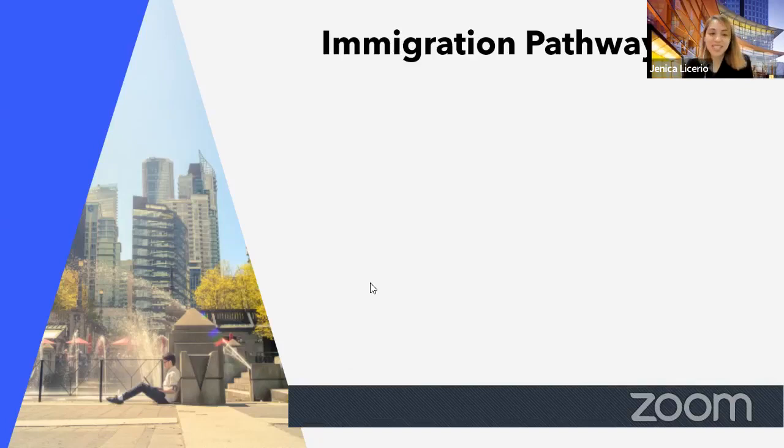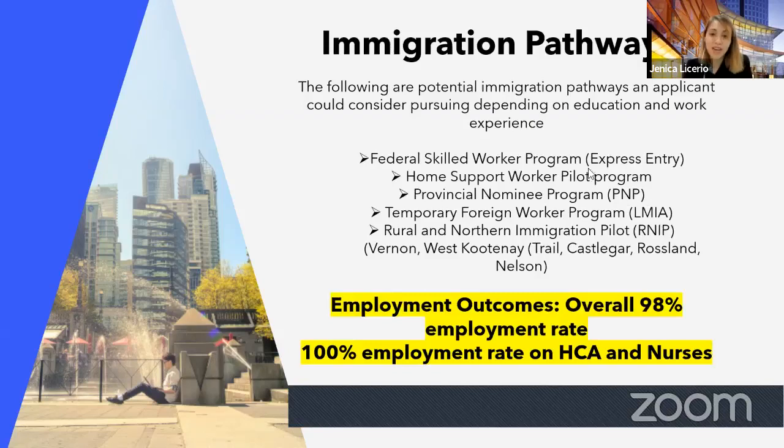All right, so let's move on with immigration pathways. So our program has an immigration pathway. You just need to accept the work offer actually, and you will be qualified for these immigration pathways. So as mentioned kanina, 100% employment rate on HCA.